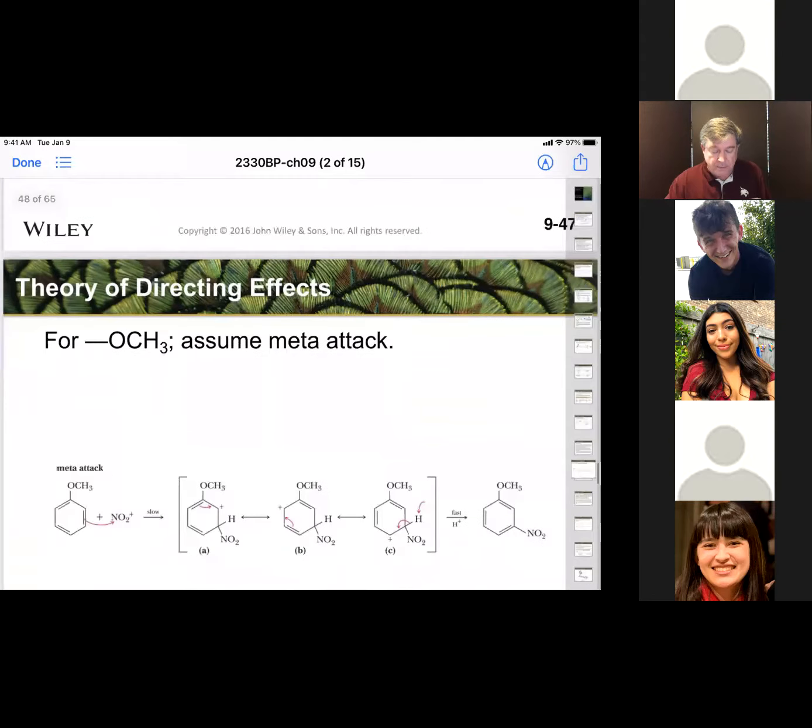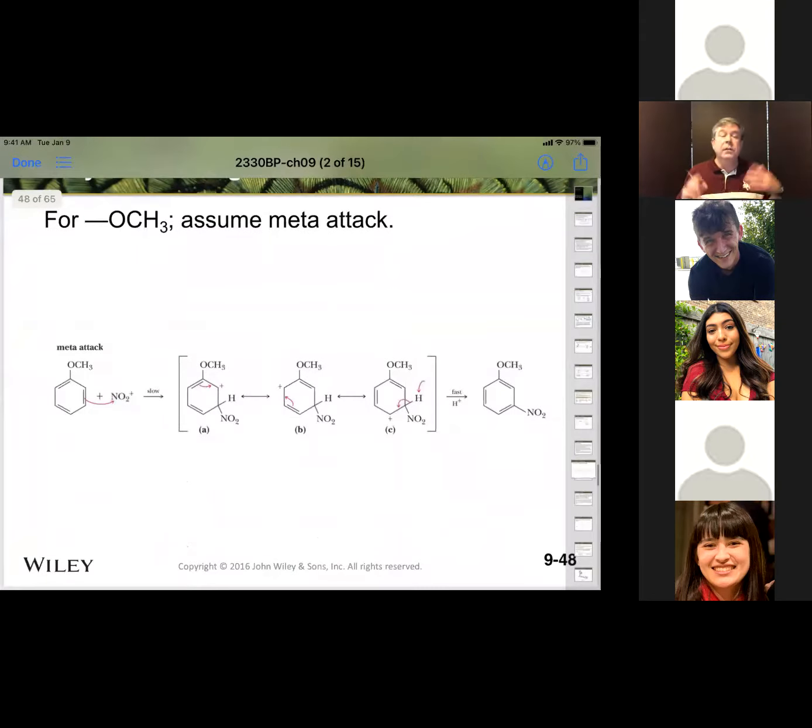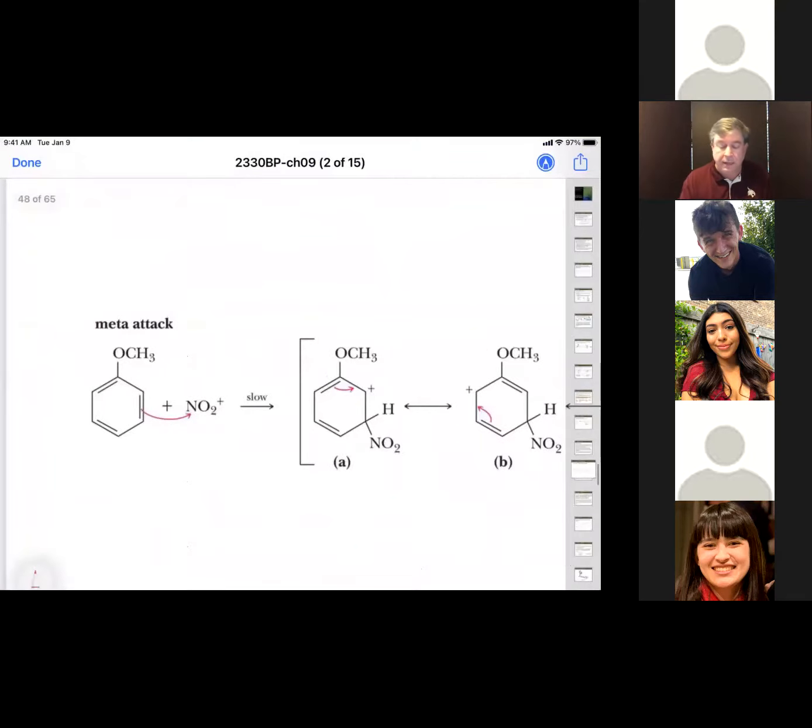So let's start with this anisole, right? Let's prove to ourselves it's an activator and an ortho/para director. It has lone pairs on it. Lone pairs means it's an ortho/para director.